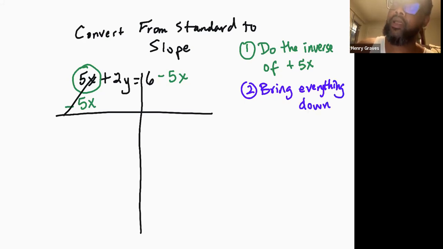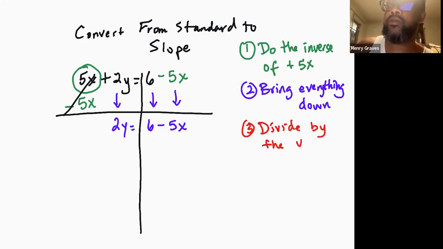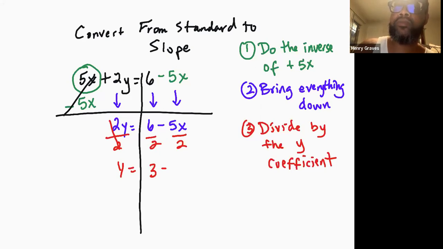So that's 2y is equal to 6 minus 5x. And my last step, I'm going to just divide everything by the y coefficient. So when I divide by the y coefficient, it goes away. So y equals 6 divided by 2, which is 3, minus 5 over 2x. And that's actually my final answer. This is my final answer right here.